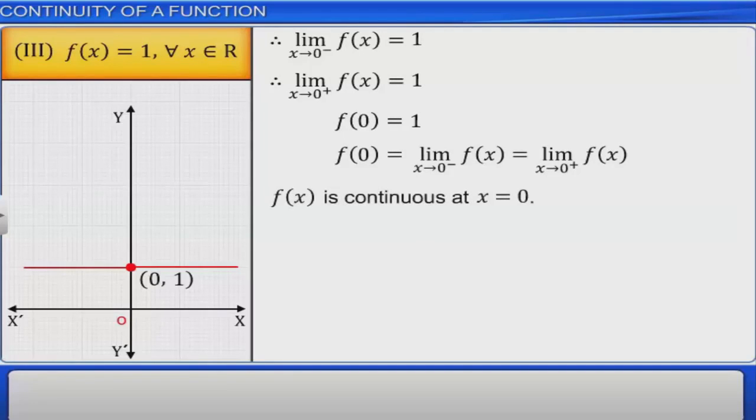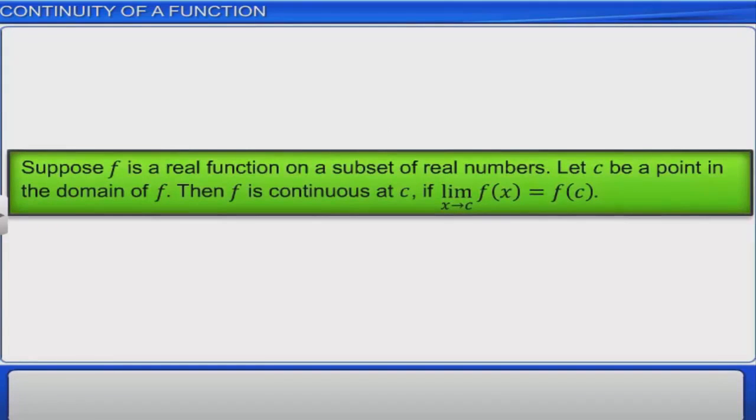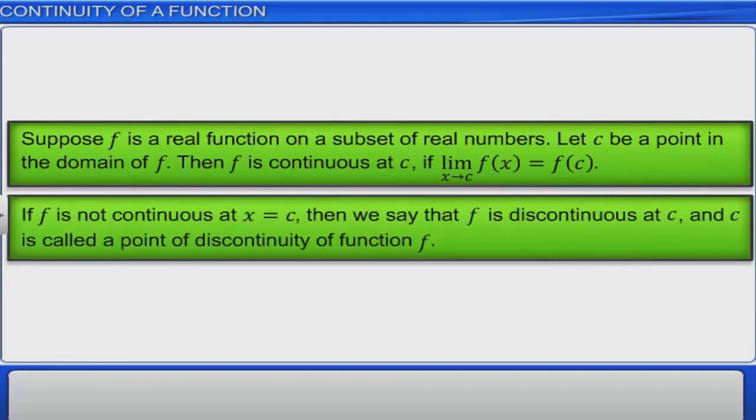Suppose f is a real function on a subset of real numbers, and c is a point in the domain of f. Then f is continuous at c if the limit of f of x as x approaches c is equal to f of c. If f is not continuous at x is equal to c, then we say that f is discontinuous at c, and c is called a point of discontinuity of function f.